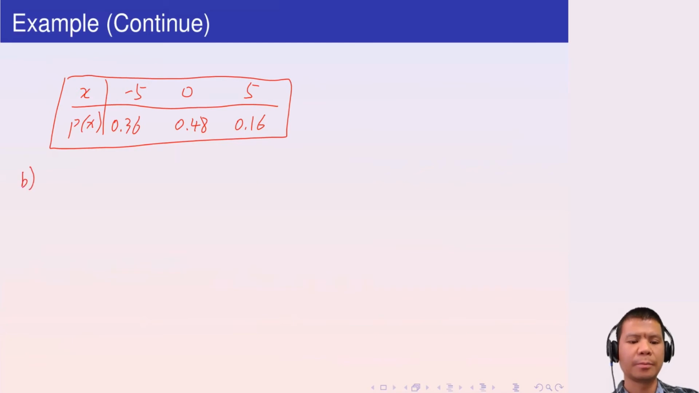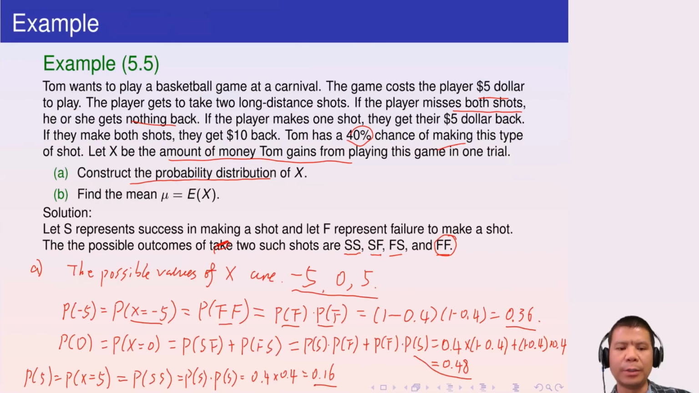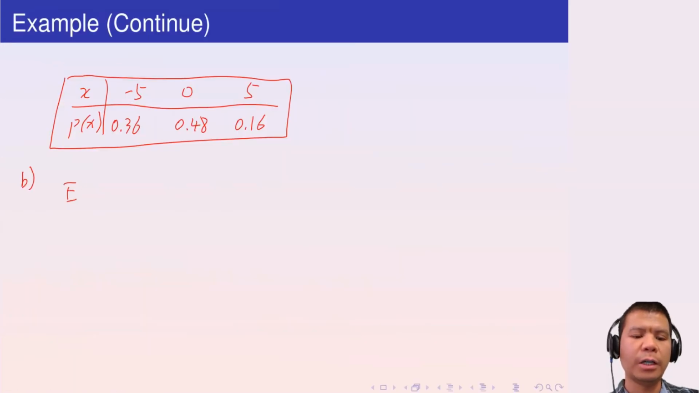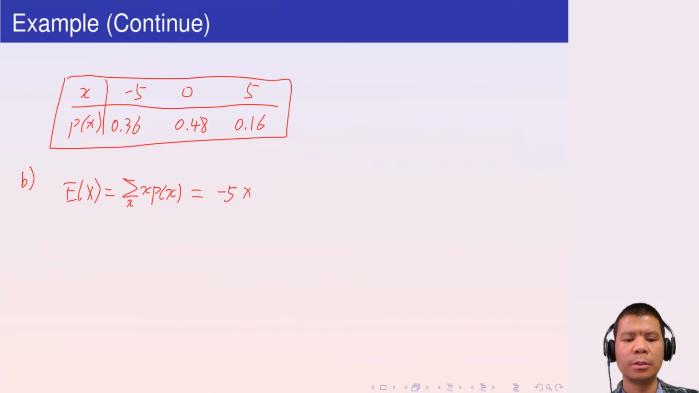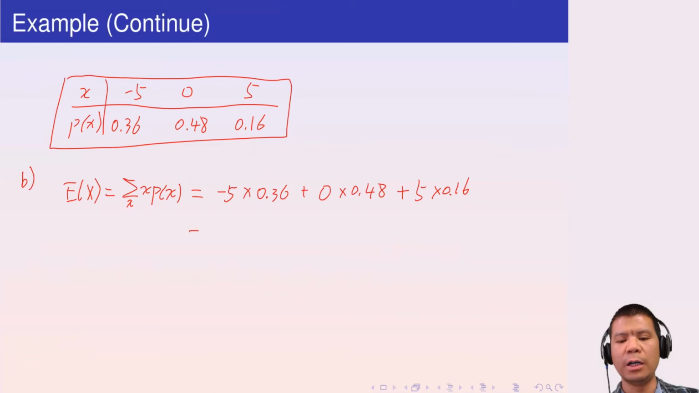All right, now B. Find the mean value, right? So what is the expected value of x? Here the expected value of x by definition equals the summation of this product. So the possible values of x are -5 times 0.36 plus 0 times 0.48 plus 5 times 0.16. Now this one equals what? If you add them up, you got -1. Okay, so the expected value is -1.